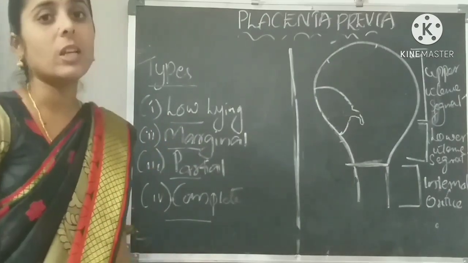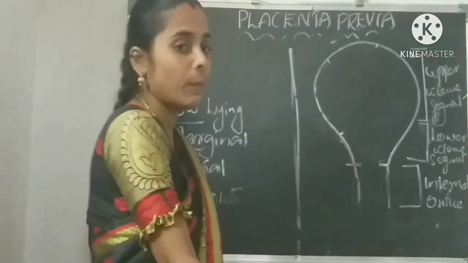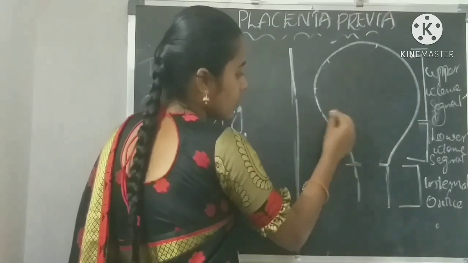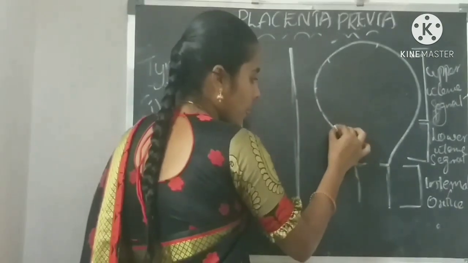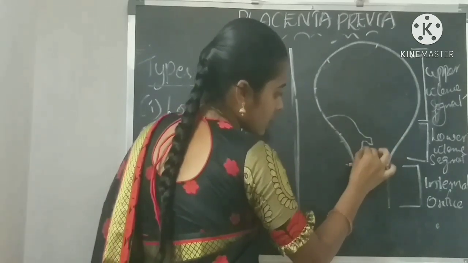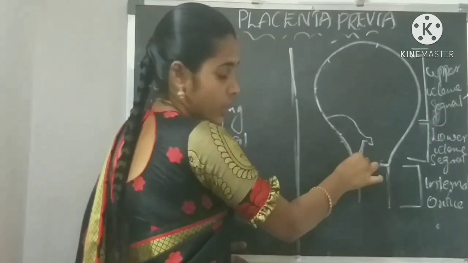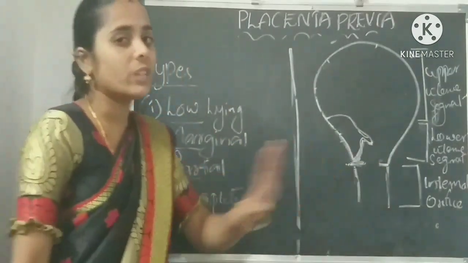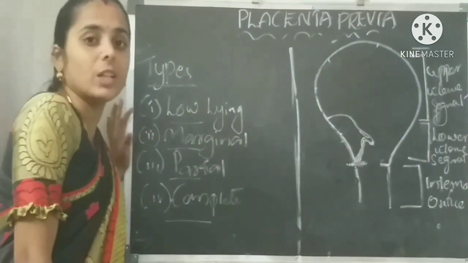Next we will see the marginal placenta. So in the marginal placenta, the placenta will touch the margin of the internal orifice. Here, this is the placenta, and it will touch the margin of the internal orifice. This is the margin of the internal orifice. The placenta will touch the margin of the internal orifice, but it will not cover the internal orifice. So here this is the marginal placenta.